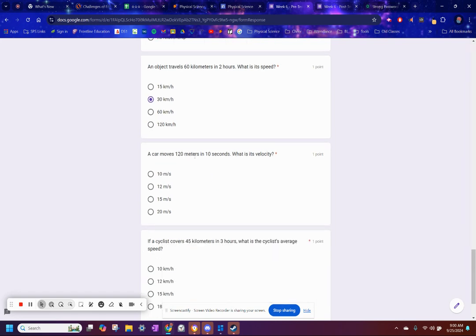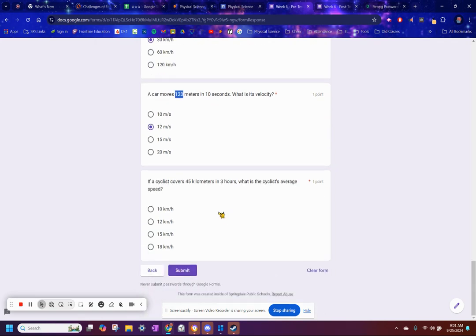Car's moving 120 meters in 10 seconds. What's the velocity? 120 meters divided by 10 should be 12. If you divide by a 10 or 100 or 1,000, you just remove the zeros, however many zeros it's got. This one, let's just remove a 0. And so it's 12.